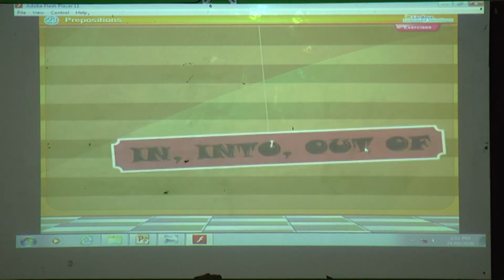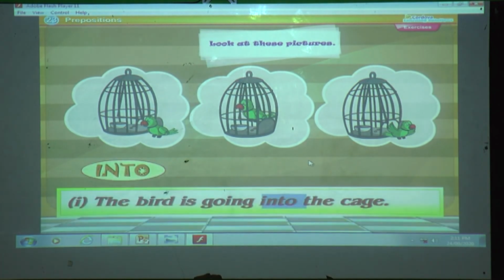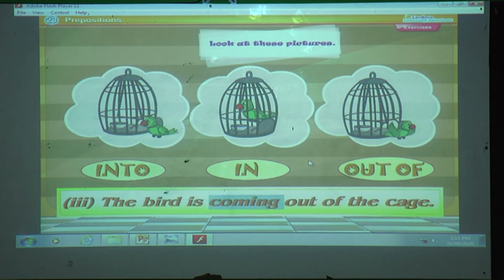Into, out of. Look at these pictures. Into: the bird is going into the cage. In: the bird is in the cage. Out of: the bird is coming out of the cage.